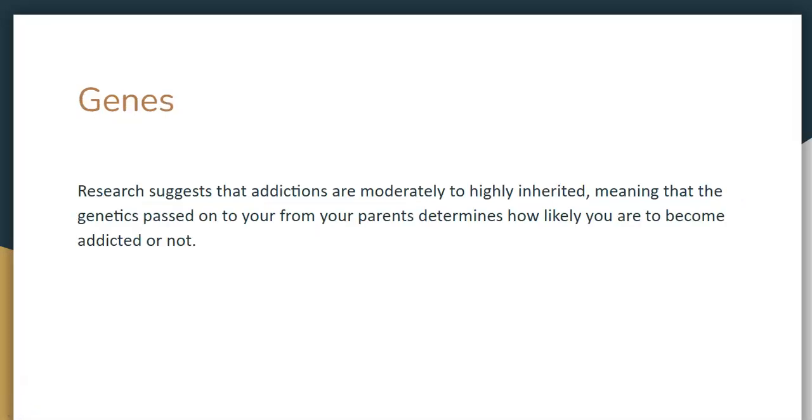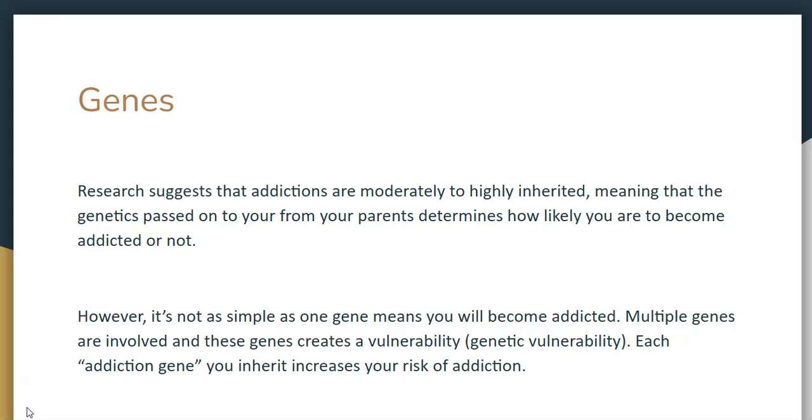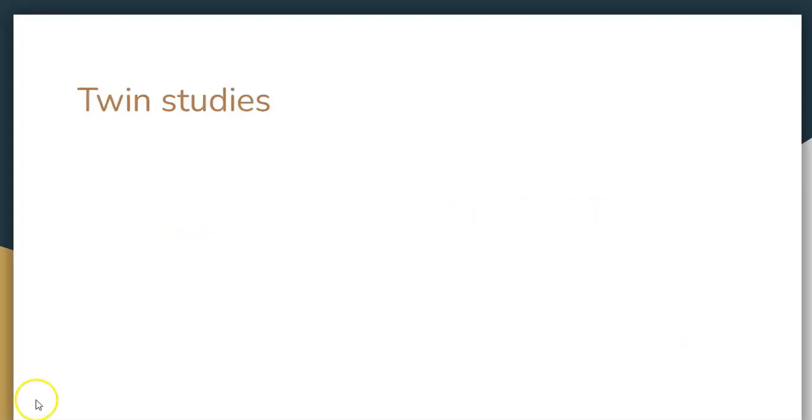Regarding genes, research shows us that addictions are moderately to highly inherited, meaning that the genes passed on from your parents determine how likely you are to become addicted or not. However, it's not as simple as one gene means you're going to become addicted. Multiple genes are involved. These genes create a vulnerability. We call it genetic vulnerability. And each addiction gene you inherit will increase your risk of addiction.